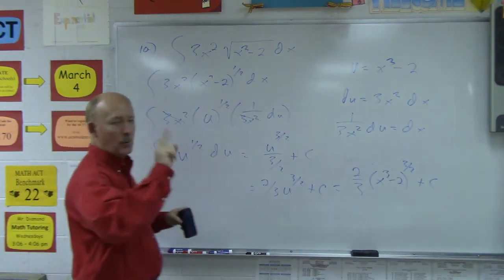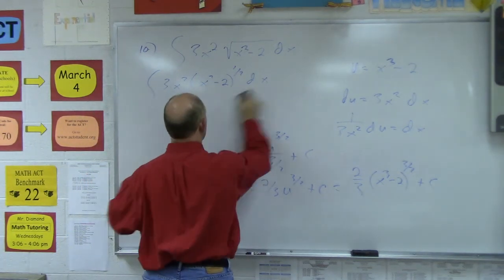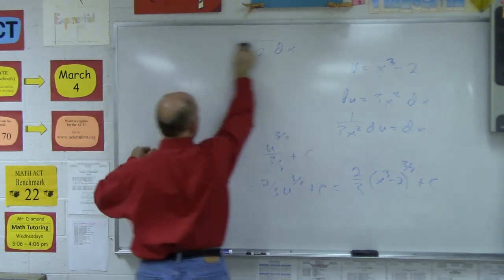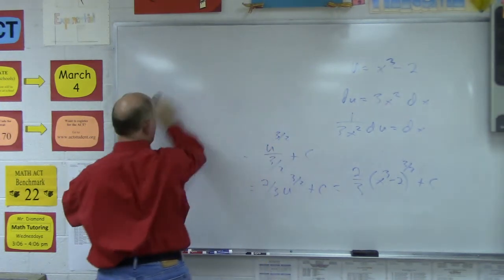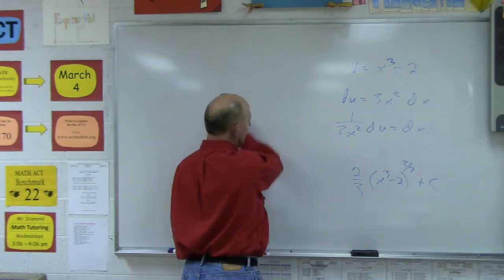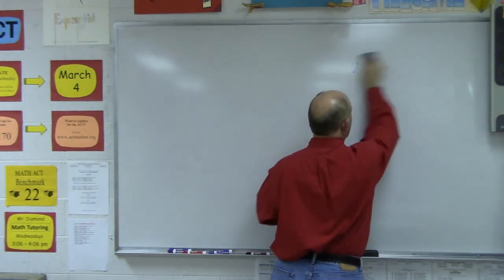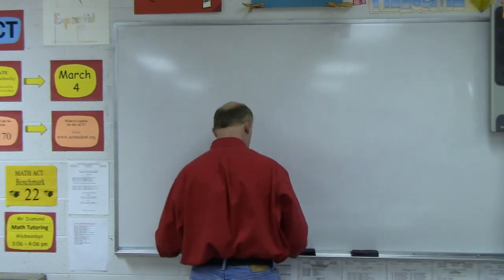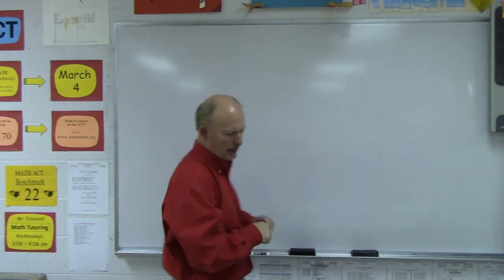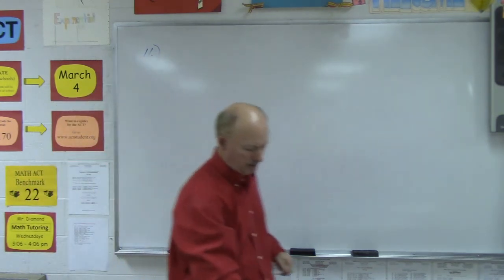Now I want to do one more problem. Let's try a problem that looks like a fraction. We haven't done a fraction yet. We've done several trig antiderivatives and several radical antiderivatives. Okay, let's try this one here. This will be number 11. So 11 examples. This is a pretty good bunch of examples.